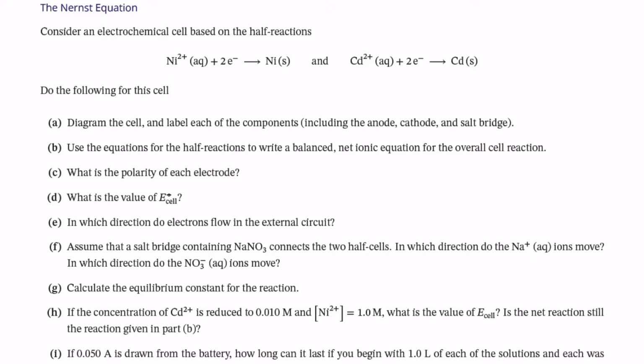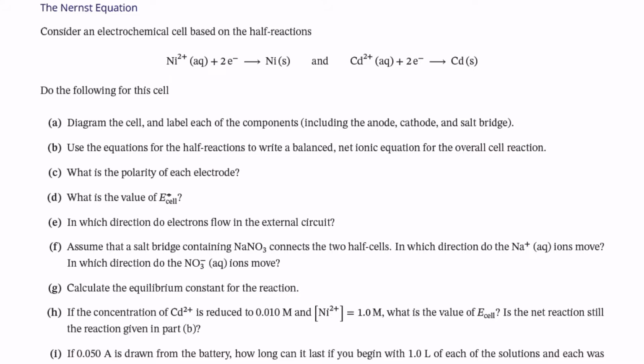So we're given two half reactions written in their reduction form. So we've been looking at the reduction of nickel and looking at the reduction of cadmium. And then we're asked a couple of questions for this cell. All right, so let's just start with it, and then we'll look at each of the finer aspects. So the first point is we need to diagram the cells. In other words, we need to draw a diagram for the cell and label each of the components, including the anode, the cathode, and the salt bridge.